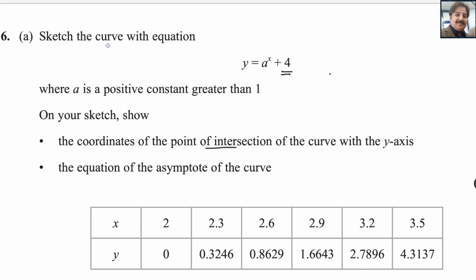First part, sketch the curve with equation y equals a to the power x plus 4, where a is a positive constant greater than 1. On your sketch, show the coordinates of the point of intersection of the curve with the y-axis, and the equation of the asymptote.